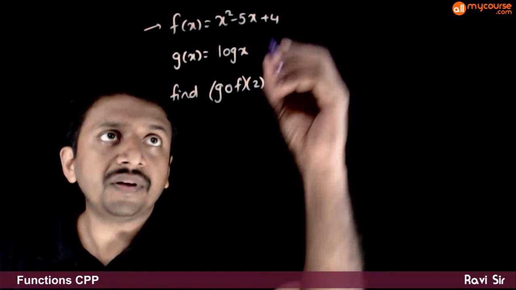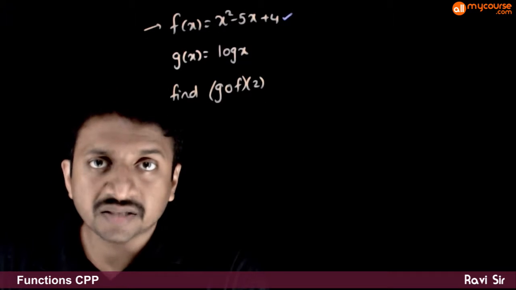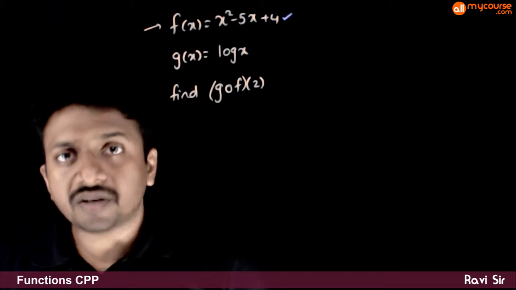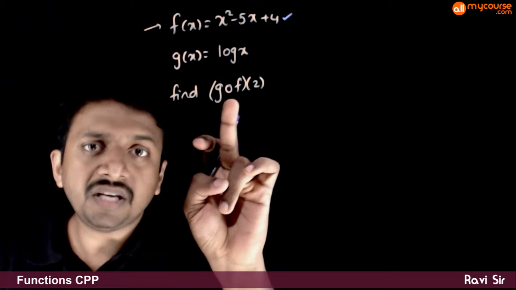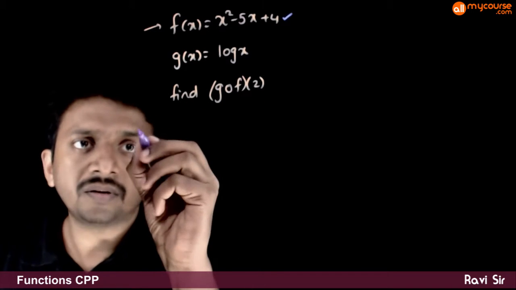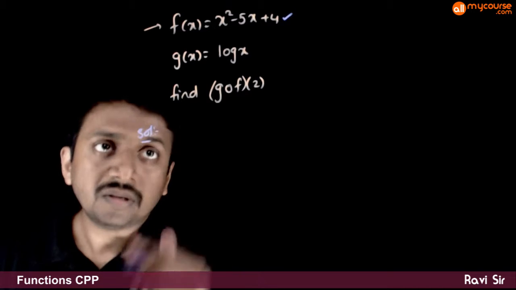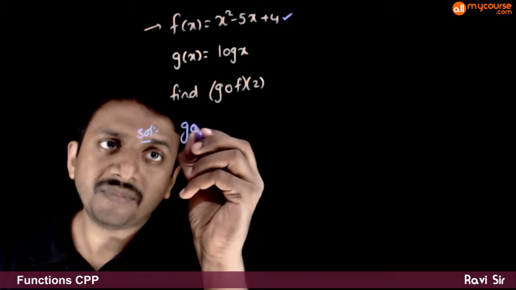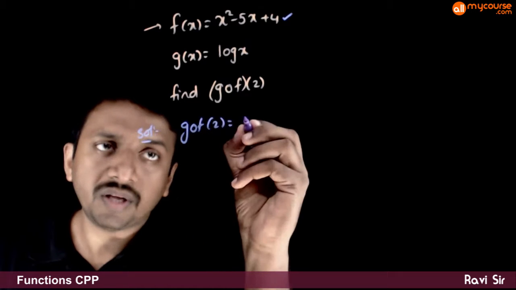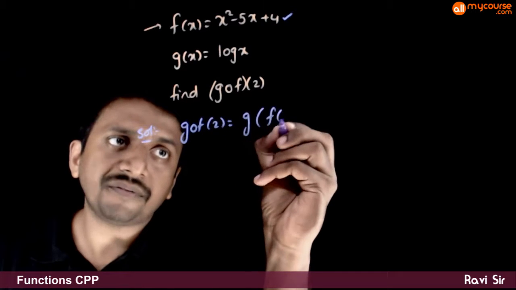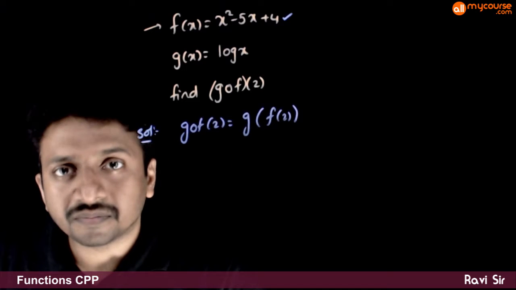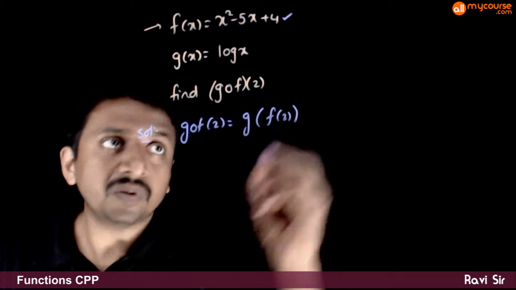In this question, you are given f(x) is x squared minus 5x plus 4, g(x) is log x. You're asked to find (g∘f)(2). As you can see from the definition, (g∘f)(2) is nothing but g of f of 2. And what is f of 2?